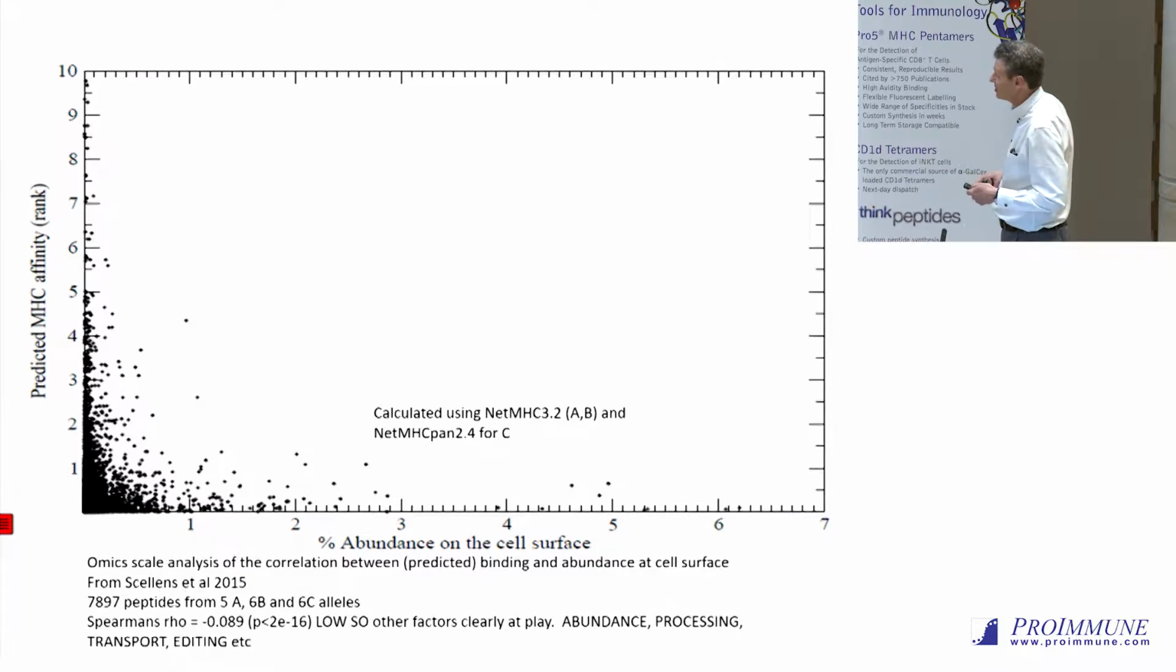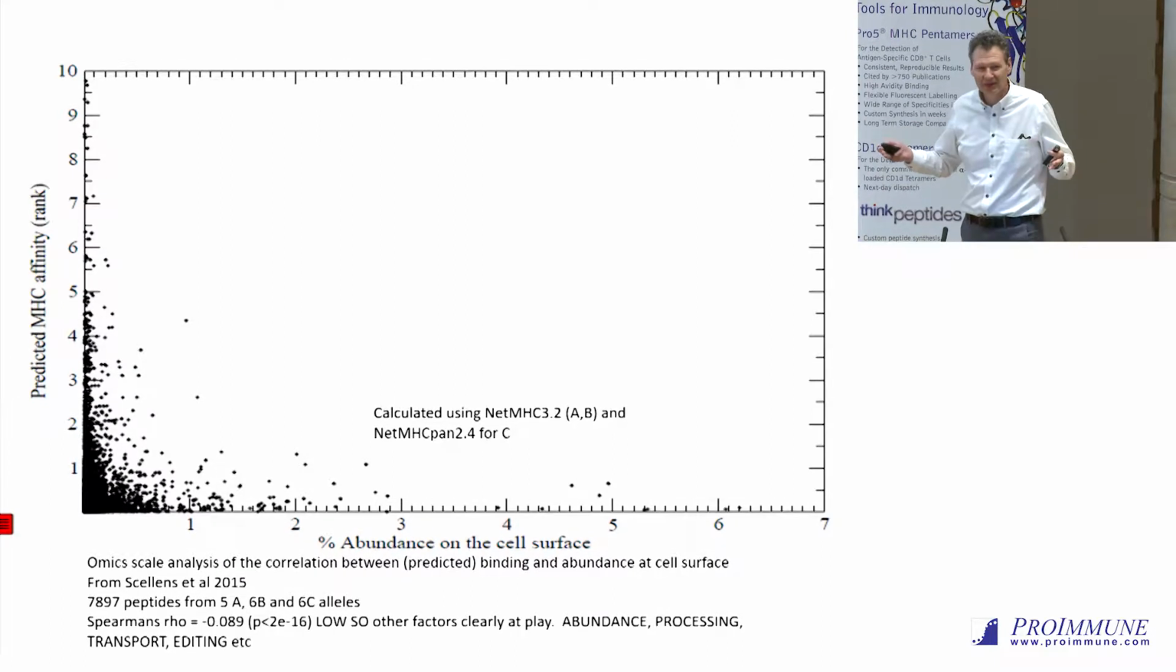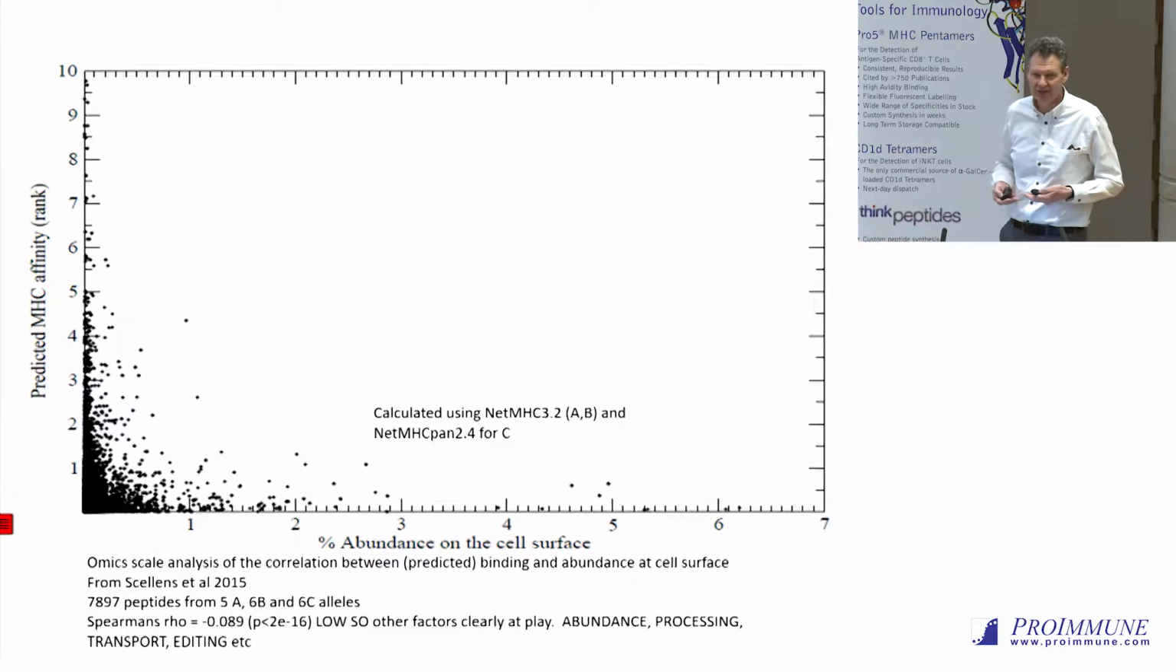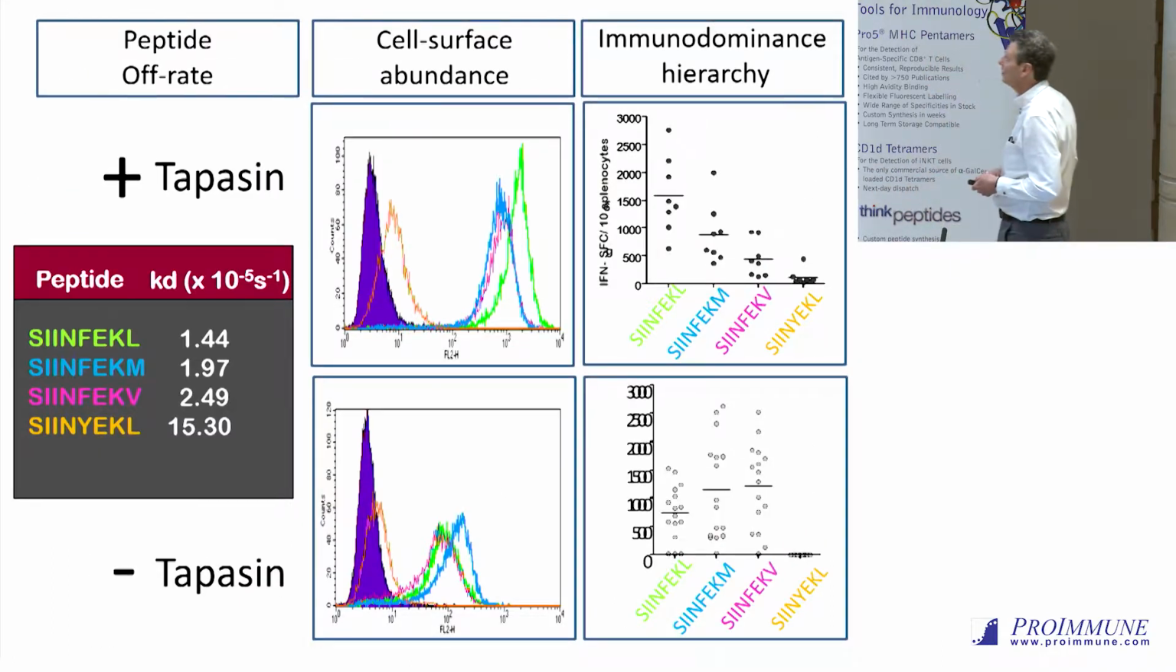So although it's fair to say that all the most abundant cell surface peptides tend to be in the top decile, top 2 deciles, there are many other abundant proteins that fall way out of the window that we would normally capture as so-called high affinity peptides in our predictive algorithms. And that means that there are other processes at play: the abundance, processing factors, transport across the ER membrane, editing in the ER by ERAP1, and so on and so on.